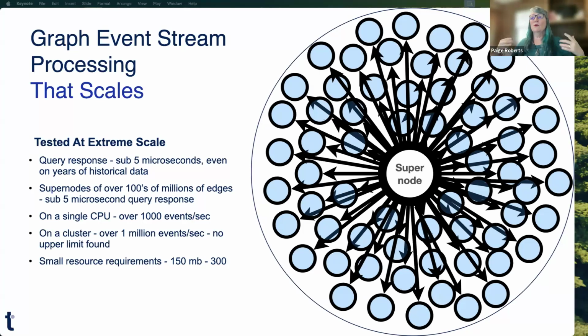Interesting. So the Quine open source software does 1,000 events per second per CPU. So you give it a stronger machine, it's going to go faster and faster. It's going to do a lot. But if I need to go across a cluster, if I really have a high scale problem, we have actually defeated the supernode issue. Wow. At this point, we've been tested with over 100 million edges on a single node, and we still get sub 5 microsecond queries. Most queries are under a microsecond.